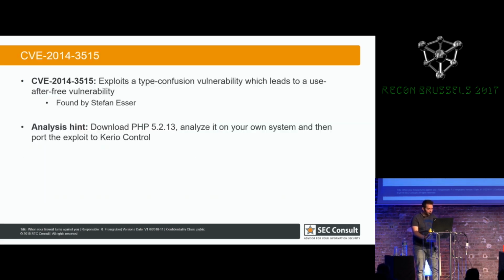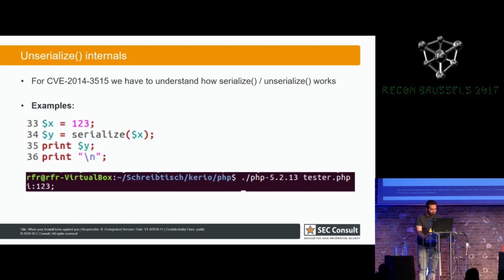So I'm using here the CVE-2014-3514 vulnerability. It was found by Stefan Esser, and I started by analyzing it on my own system. So this is just how unserialize is working. For example, if you have the integer 123 and call serialize on it, you will get the serialized version of it.